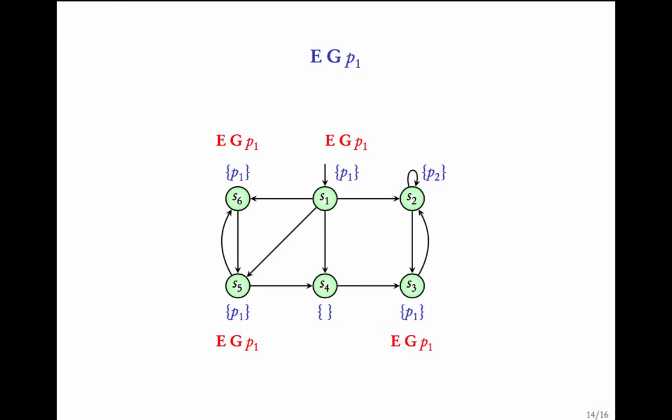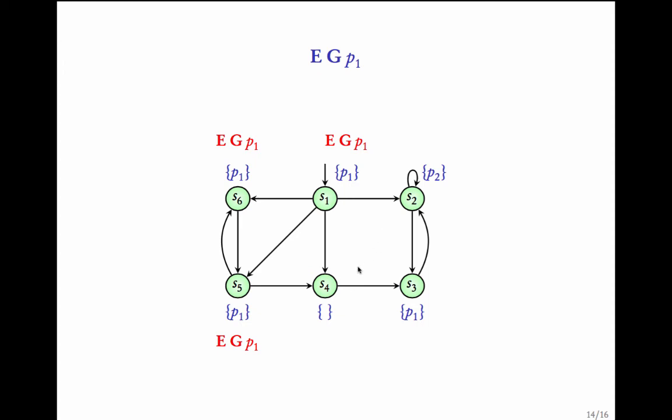Now look at the predecessors of these states. Let's start with S2. Its predecessors are S3 and S2 itself. We have already removed the label from S2. Now let us look at S3. Look at all transitions out of S3. There is only one transition and it goes to a state which is not labeled with EGP1. So the label at S3 should be removed.